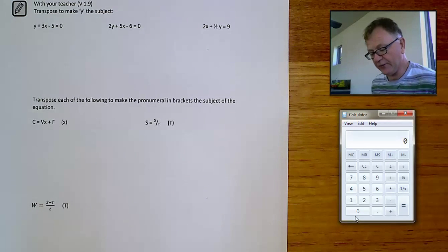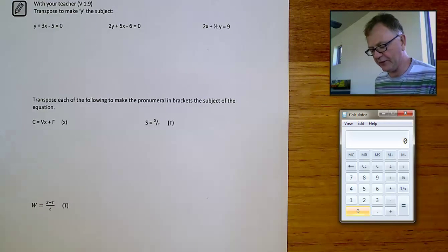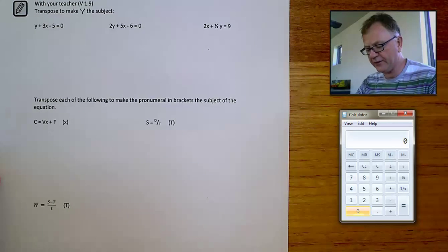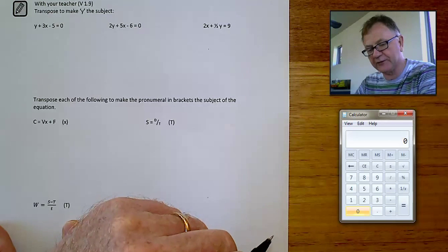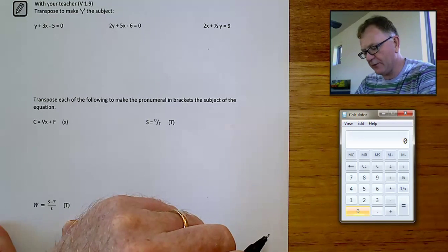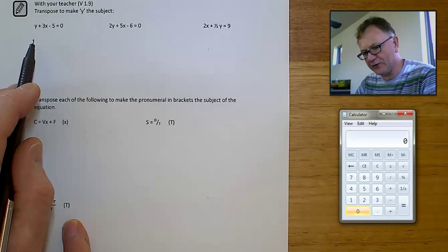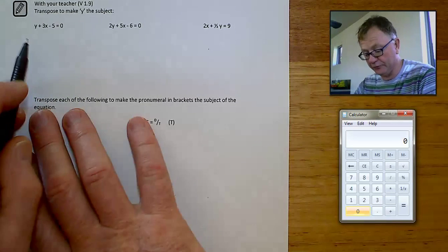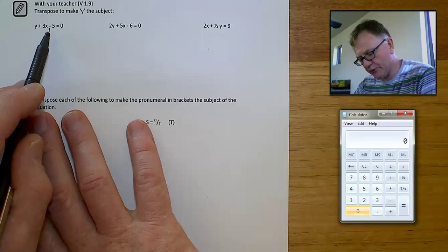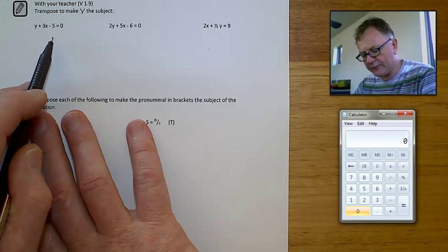Okay, let's have a look at how you can go about transposing something. What transposing means, it means moving the equation round so that you can make one of the other variables the subject of an equation. In here, we've been asked to make y the subject. So we want to change this around until we get y equals something. This one's not too bad, because what we have to do is just move things to the other side of the equation, and you do that by doing the same thing to each side.